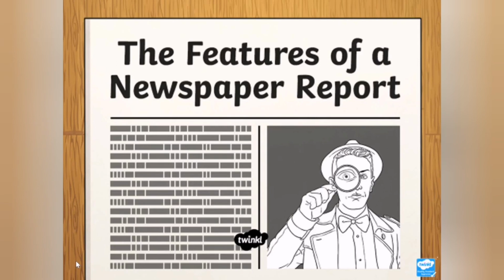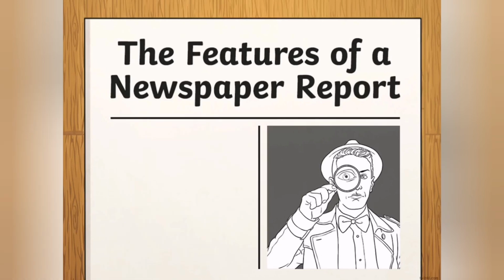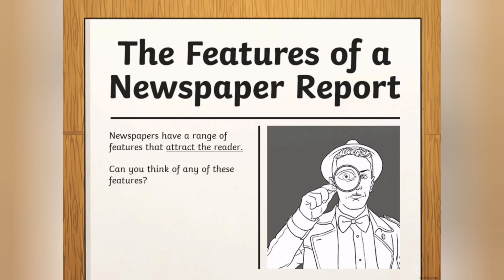Now we reached part 2 of our lesson. We will be learning about the features of a newspaper. Why do we need features in a newspaper? Newspapers have a range of features that attract the reader. We are using these features to make the newspaper report more interesting. Now, let me see if you can think of some of the features.